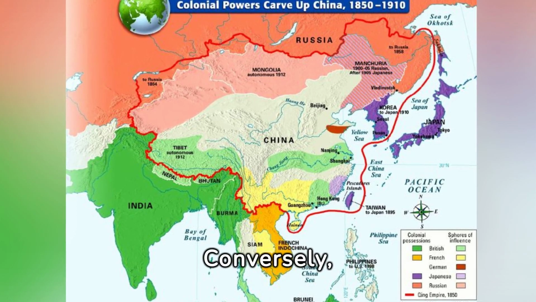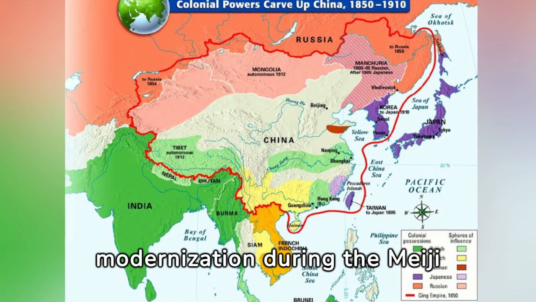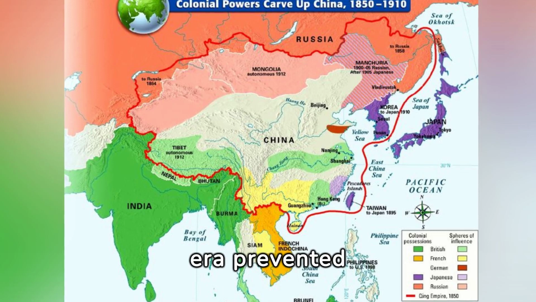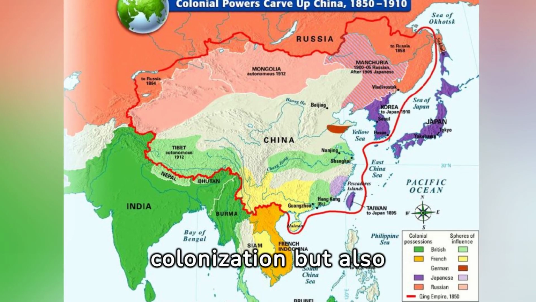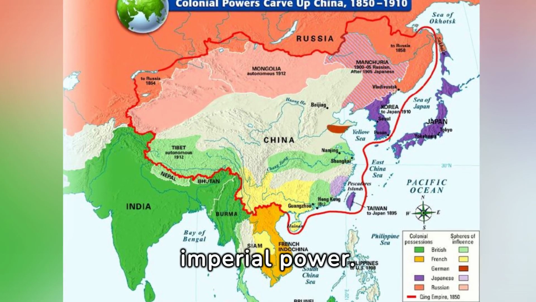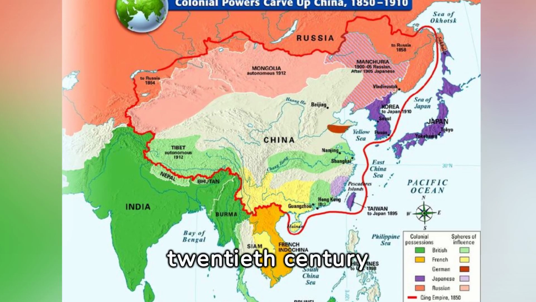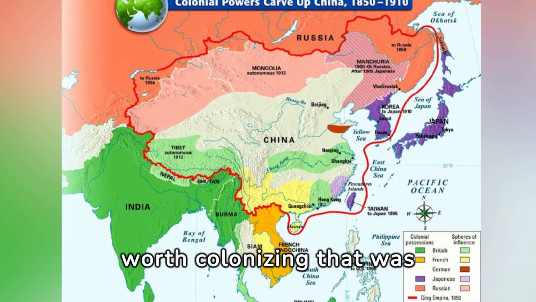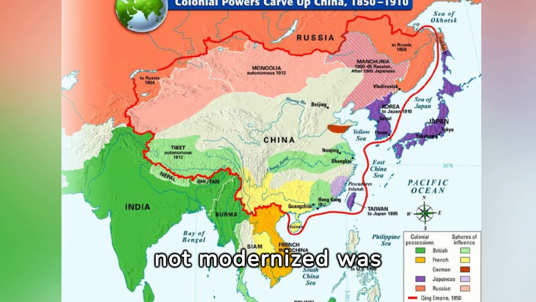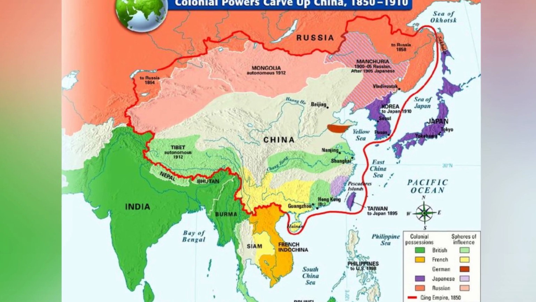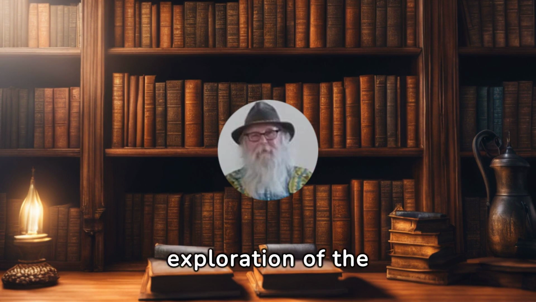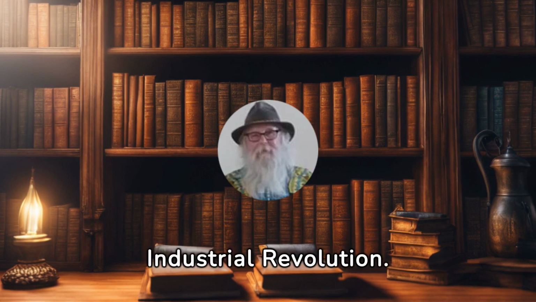Conversely, Japan's deliberate modernization during the Meiji era prevented colonization, but also transformed it into an imperial power. By the beginning of the 20th century, virtually every part of the Earth worth colonizing that was not modernized was controlled by Western powers. This concludes our exploration of the Industrial Revolution.